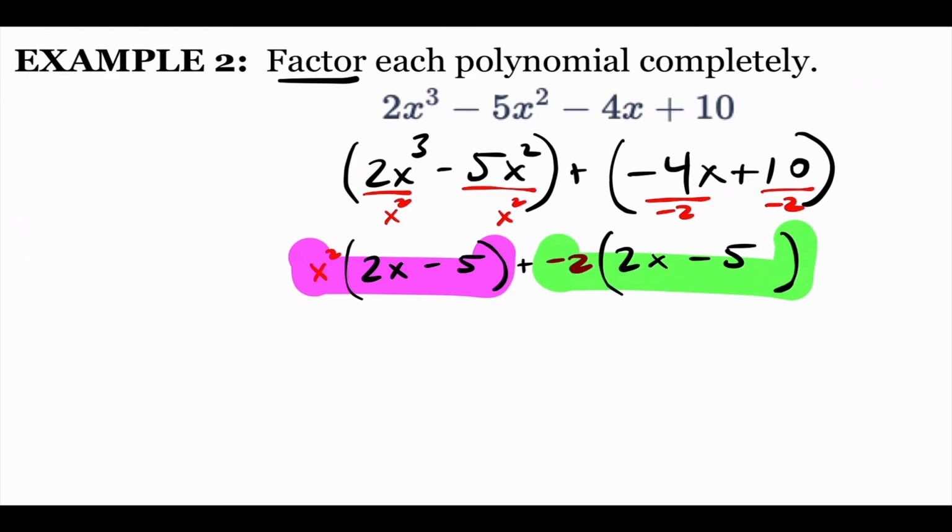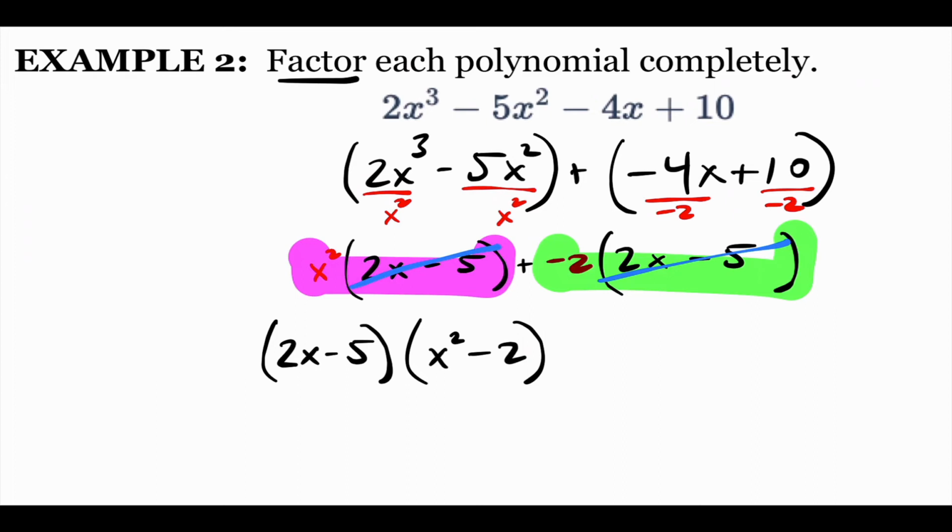Okay, so I have one term here, one term here. So I only have 2 terms now. I started with 4, now I have 2. What do they have in common? 2x minus 5. They both have a 2x minus 5. One there and one there. That was their GCF. Now the leftovers. The leftovers are everything we haven't used: x squared minus 2.